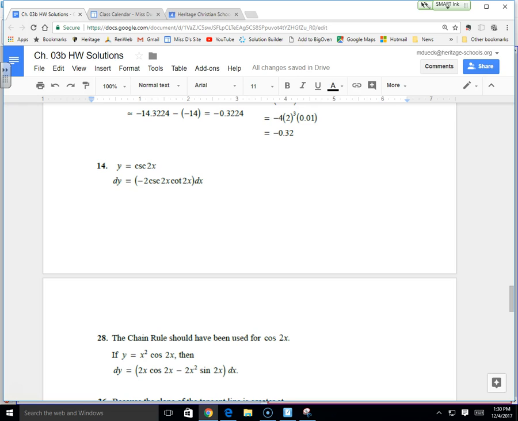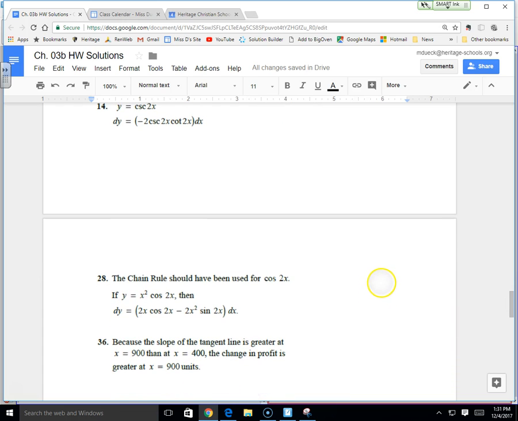Number 14, just solve for dy using a derivative. Did you kill a bunny? U prime, there should have been a 2. The derivative of cosecant u is negative cosecant u cotangent u times u prime. That's a forever. 2 forevers, technically.